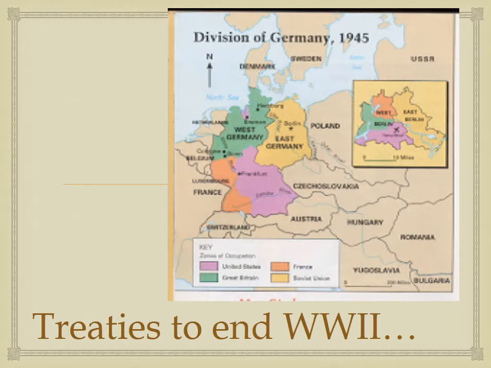So treaties to end World War II, there were several, but the first divided Germany, and if you take a look at this map, Germany was divided into four. So there was a French occupied zone, a US occupied zone, a British occupied zone, and a Soviet occupied zone. And then there's a pullout map because Berlin was also divided into those same four sections, and it lied in the Soviet Union occupied zone. This will become very important when we talk about the Cold War.